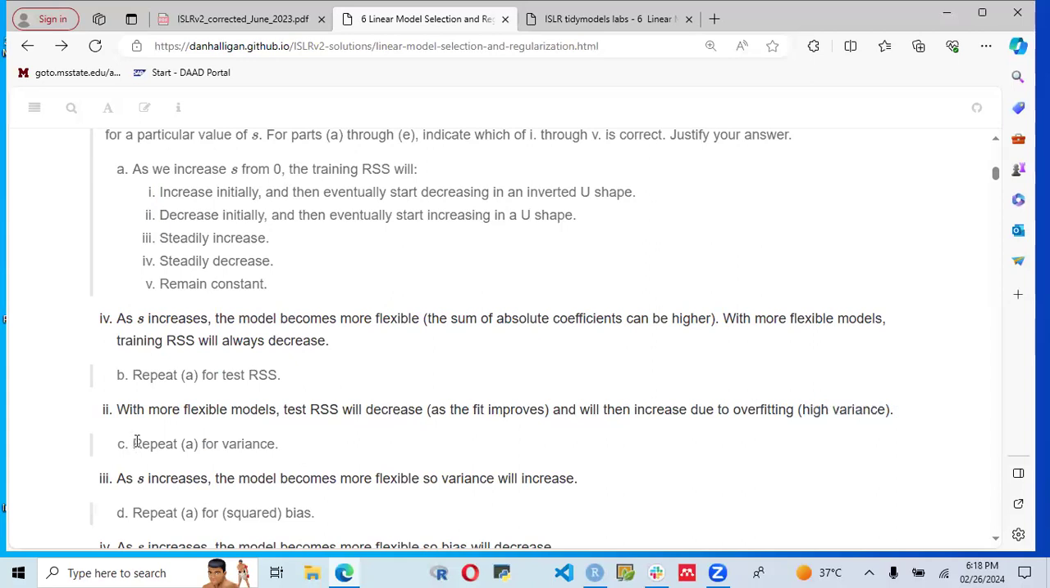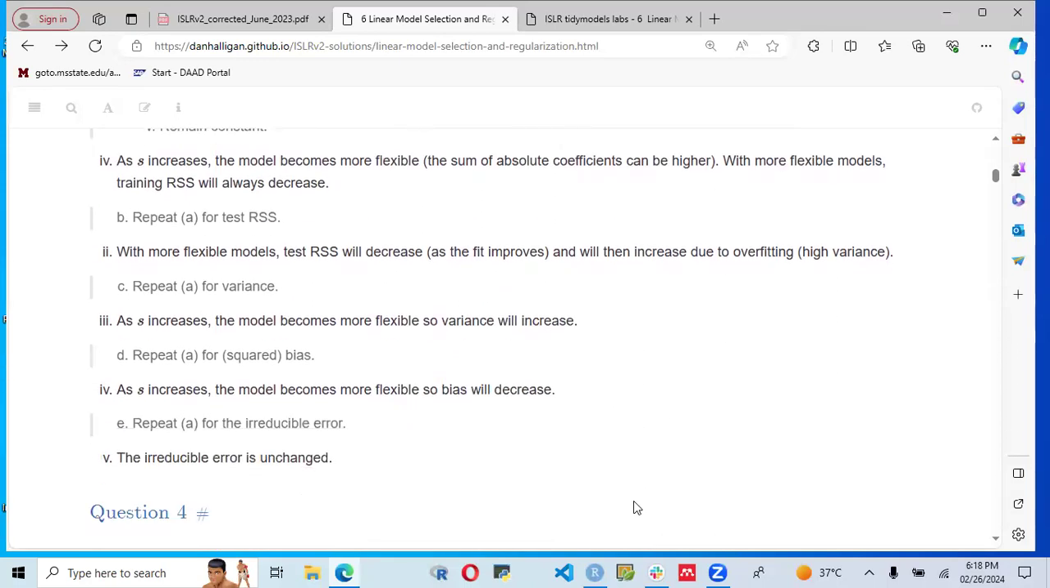So we see the next question here, we still repeat A for variance. We see that as s increases, the model becomes more flexible, so the variance of the model will also increase. Then we should repeat A for squared bias. Here, as s increases, the model becomes more flexible, so bias will also decrease. We also repeat A for the irreducible error. Here we see that the irreducible error is unchanged in the model.